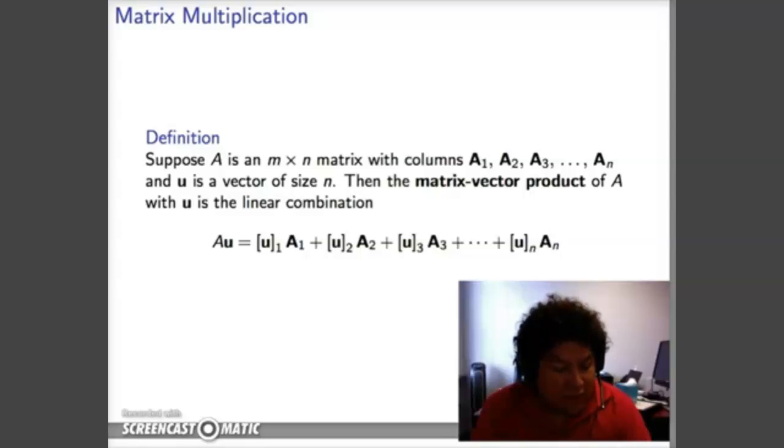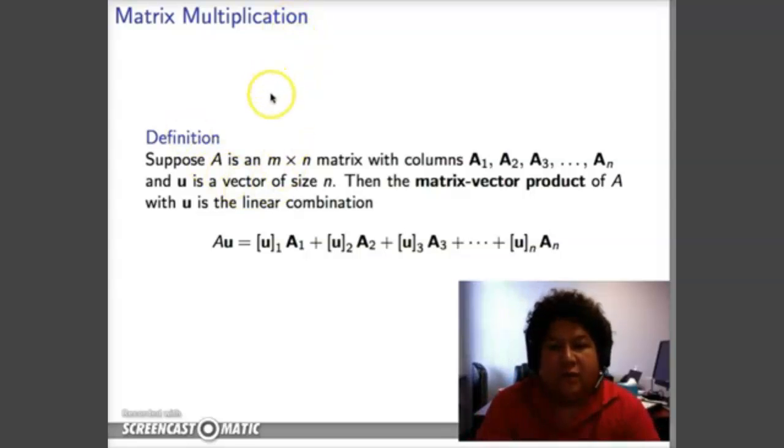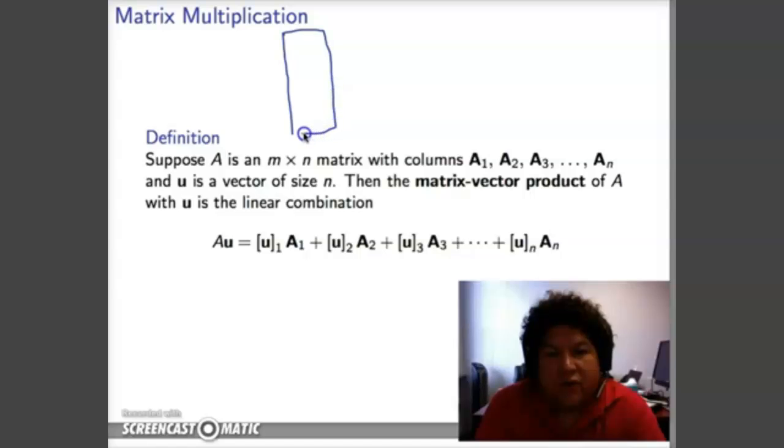This operation is new as an operation, but it involves things that we are familiar with. The first thing to address here is that we're going to consider matrices that are rectangular, a matrix that has m rows and n columns. This matters because the first thing we're going to consider is a matrix vector product of this form. So here's the matrix A.